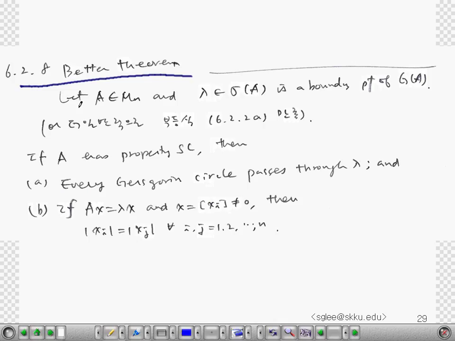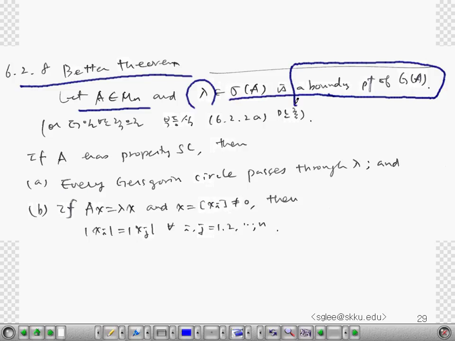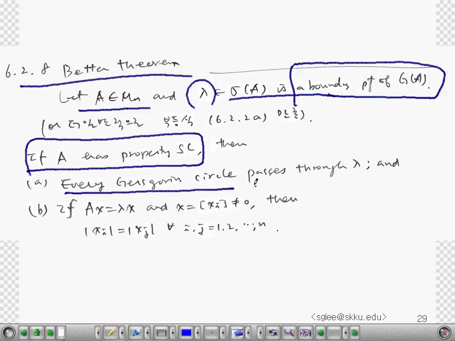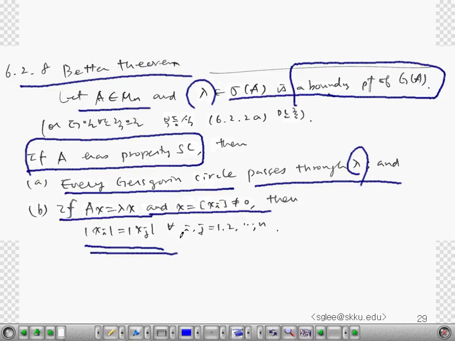Let A be a matrix and lambda an eigenvalue, and this lambda is a boundary point of the Gershgorin region G(A). Then if the matrix A has property SC, every Gershgorin circle passes through that eigenvalue. And if AX is equal to lambda X and X is a corresponding eigenvector, then all the absolute values of the components of X are the same. This is the theorem written in the terminology of property SC.